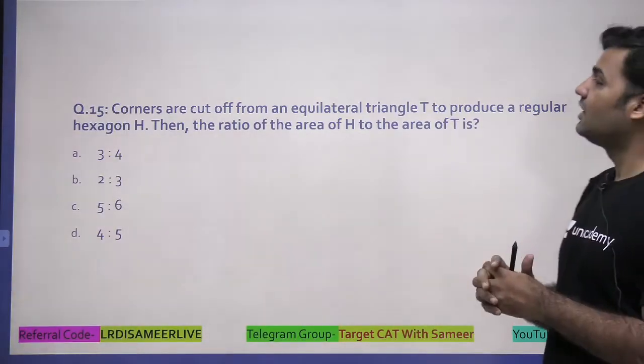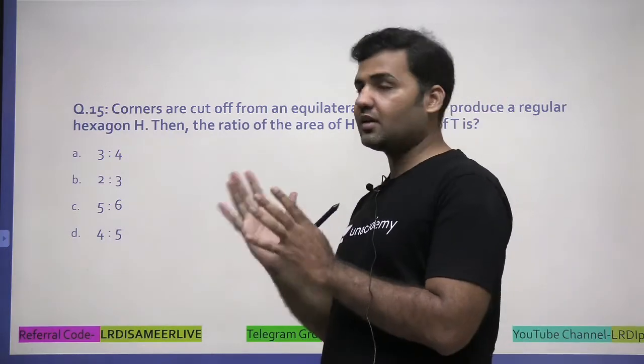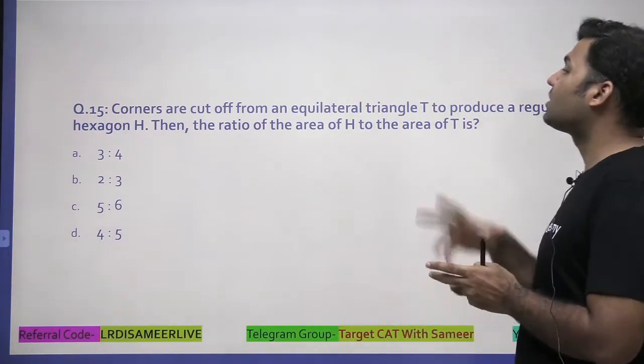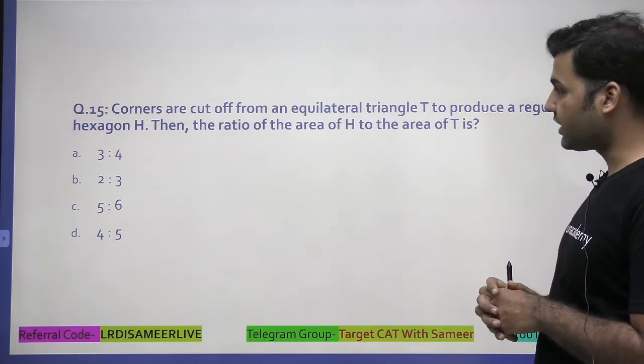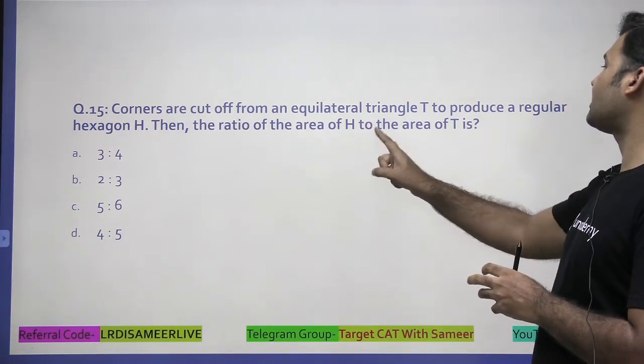Let's have a look at it, guys. Question number 15 of this CAT 19 slot 1. It says corners are cut off from an equilateral triangle T to produce a regular hexagon H. Then the ratio of the area of H to the area of T.